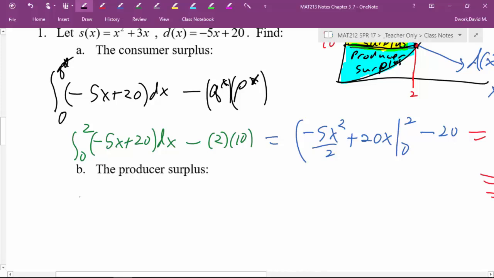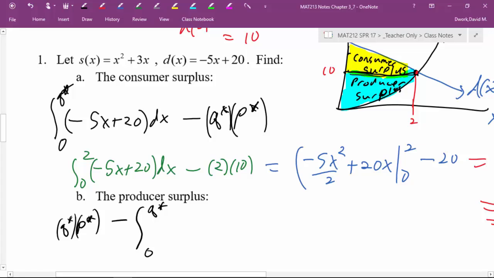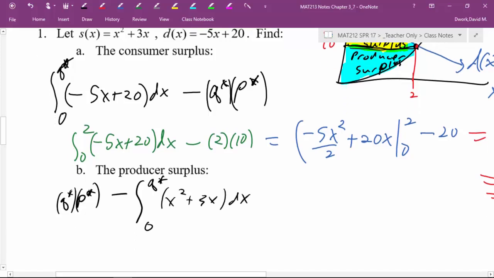We're going to say, okay, we're going to take Q star times P star, and then we have to subtract the graph on the bottom. And it always is going to go from 0 to Q star, at least in this class. And then what is that function? Well, that would be the supply function, which is x squared plus 3x. So we're going to go ahead and integrate that, and we get our answer.